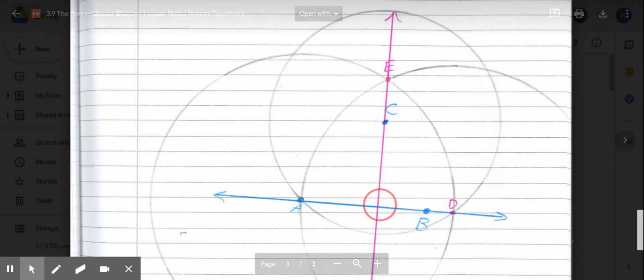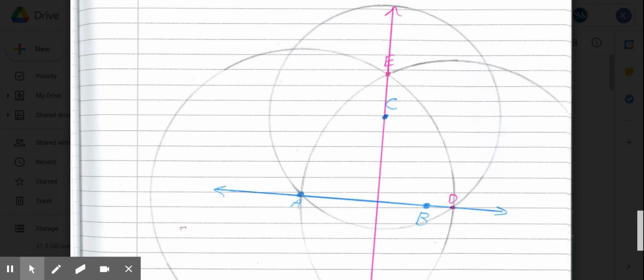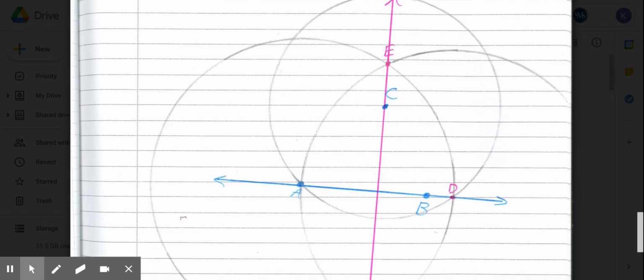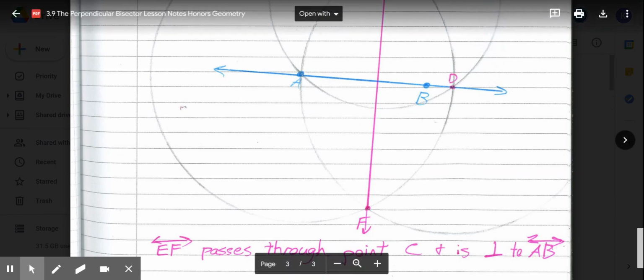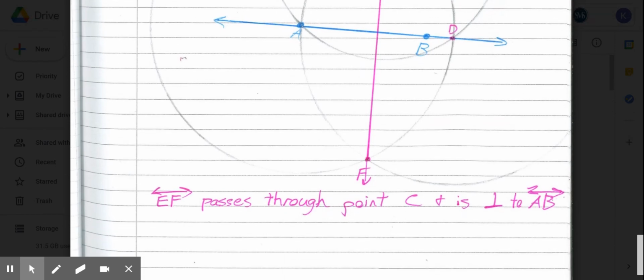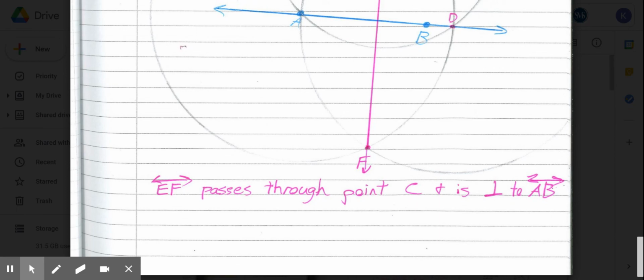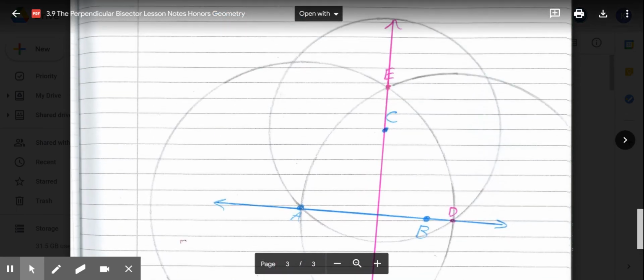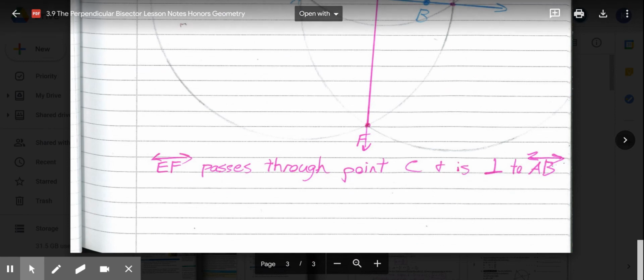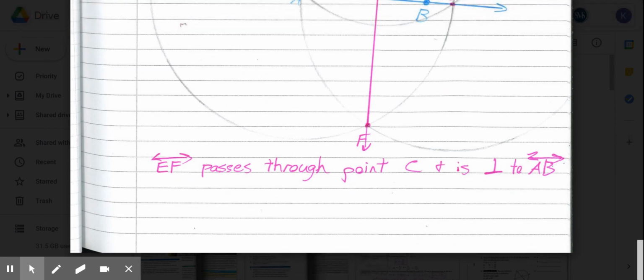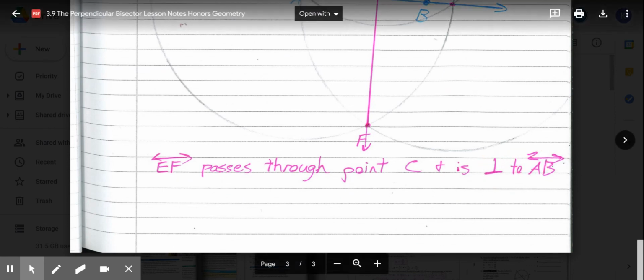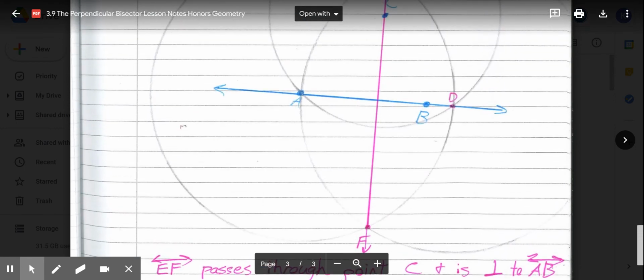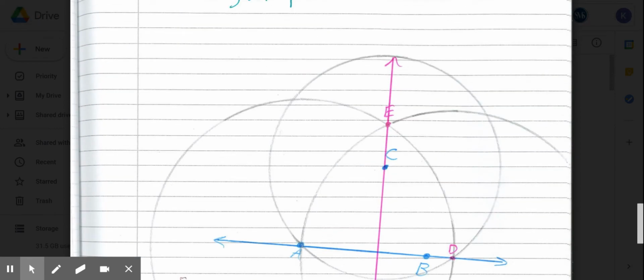and they should pass through C and cross line AB at 90 degrees. And again, I'll create a second video taking you through step by step how to do this construction. But based on that construction, we now can say that line EF passes through point C, which we wanted, and it is perpendicular to line AB, meaning it crosses at a 90-degree angle.